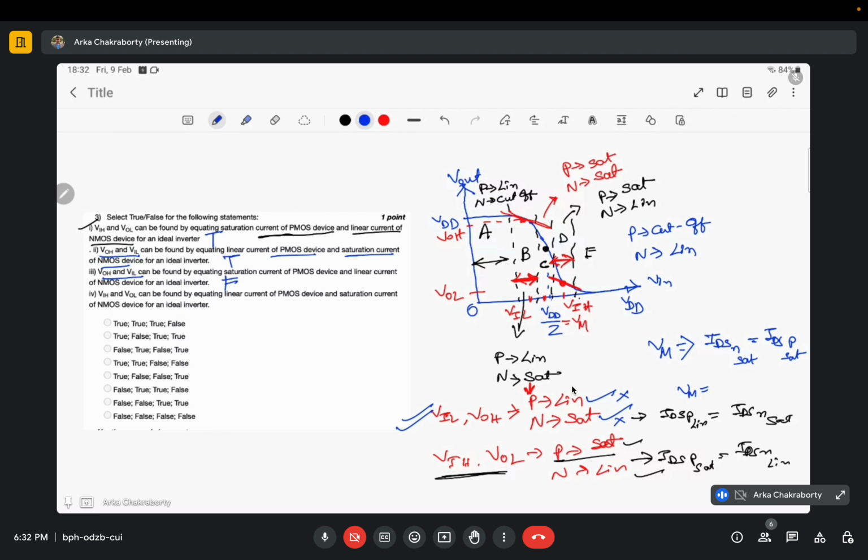Finally, the final one, V input high and V output low. This condition can be found by equating the linear current of the PMOS device, no, it's the saturation current of the PMOS device actually, so it's wrong. And the saturation current of the NMOS, no, it's the linear current of the NMOS device, so it is also false. So my answer is true, true, false, false.